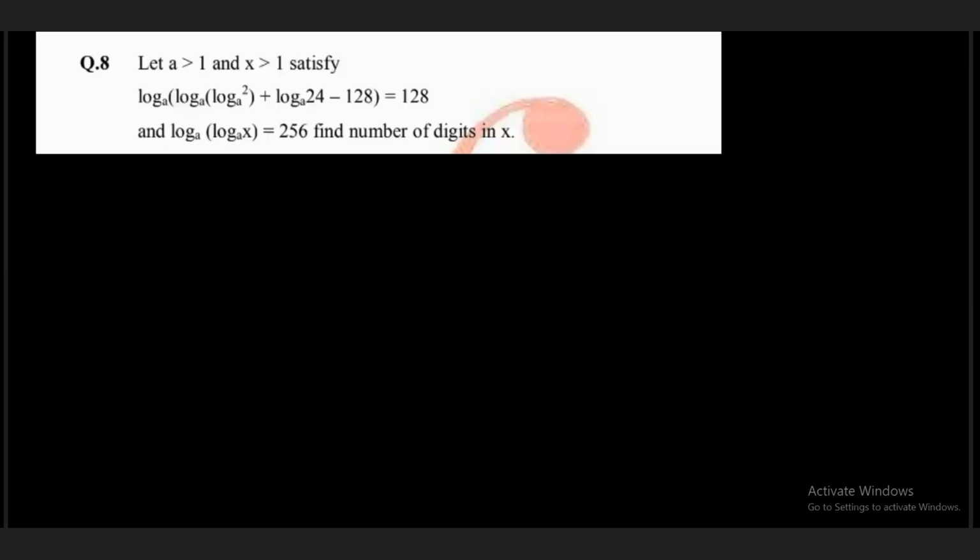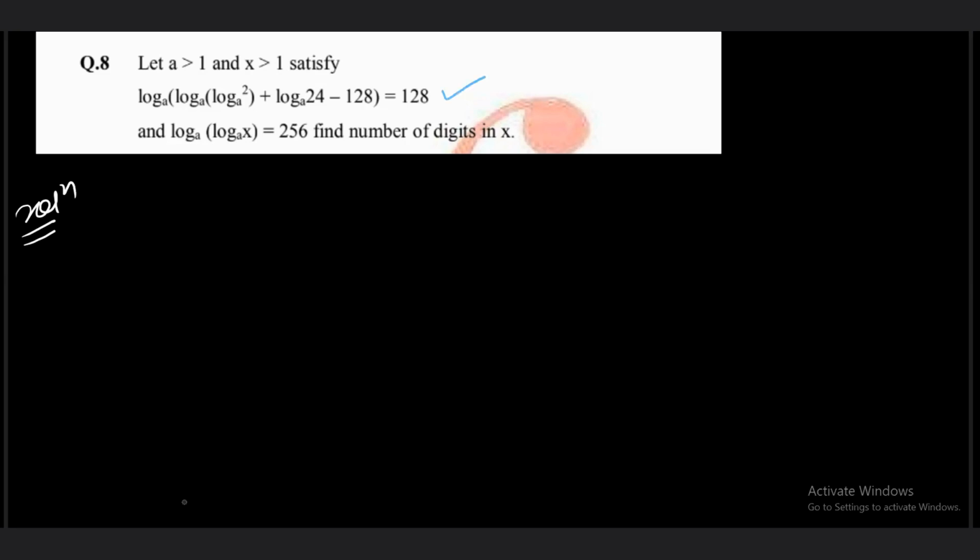As I told you, we are going to take a beautiful question on log. तो ये आ गया हमारा beautiful question on log. कैसे solve करना है चलिए देखेंगे. They have already given in the question that a is greater than 1, x is greater than 1, and it satisfies two equations. What is the first equation?